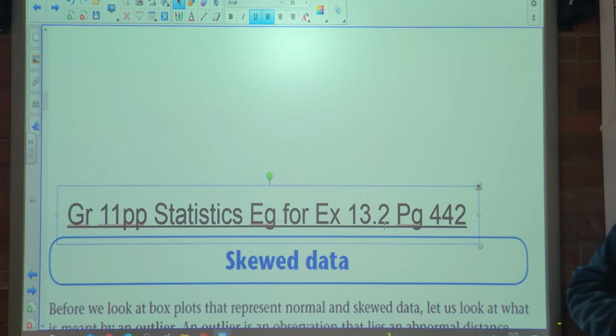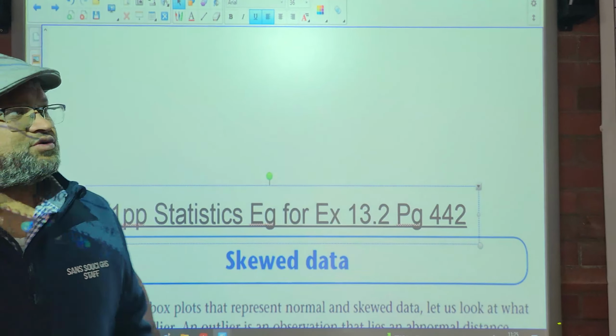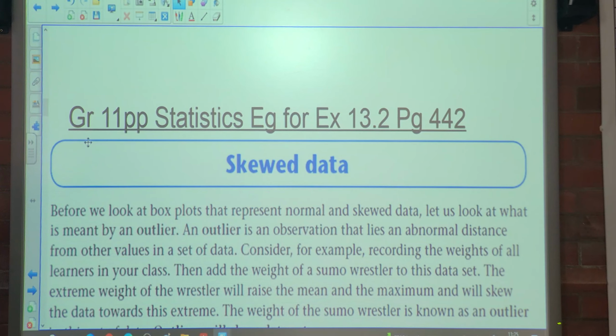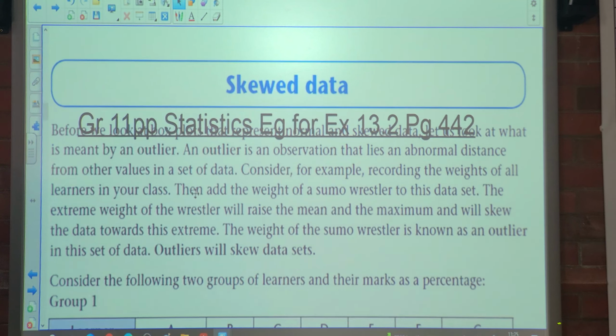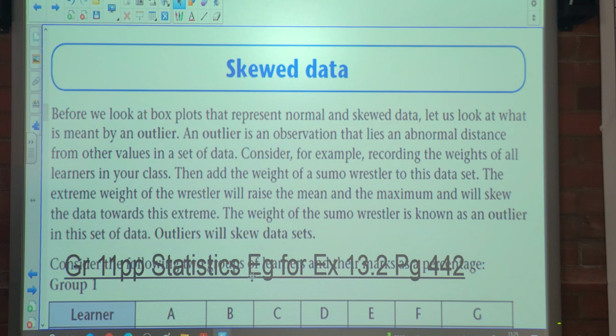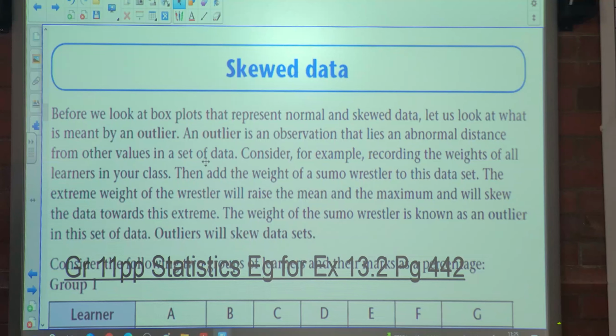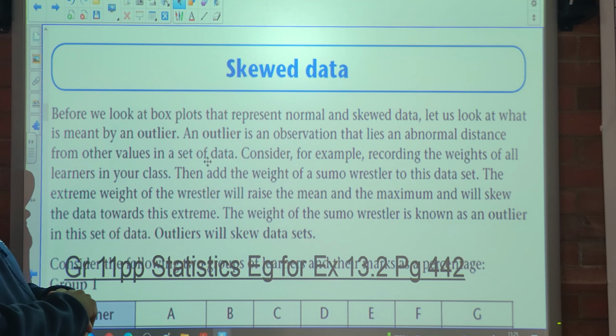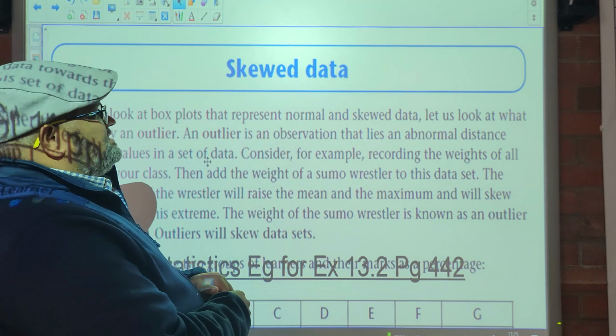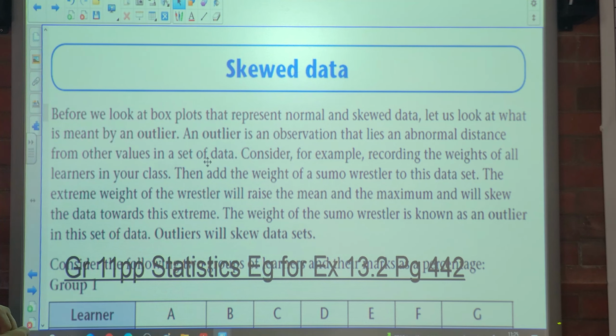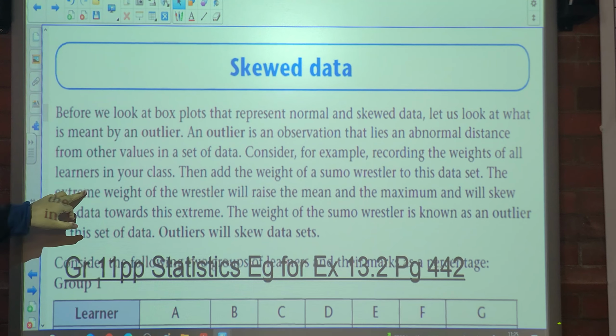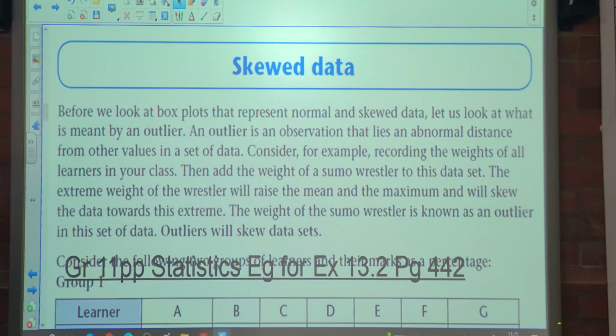Yes. Okay. So today we're going to look at skewed data. We're going to look at two parts of this. Before we look at the box plots that represent normal and skewed data, let us look at what it means to be an outlier.